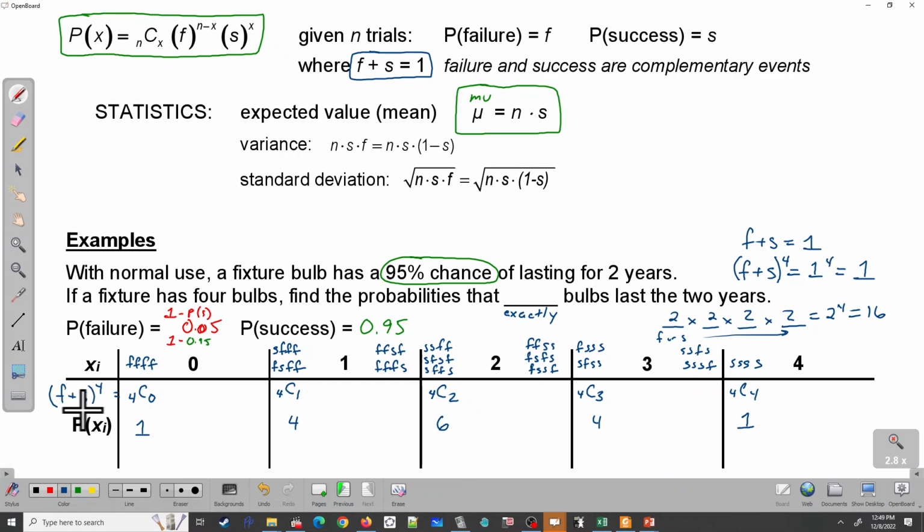And because f plus s raised to the 4th equals 1, when I'm done with all these probabilities, this better equal 1 so that I can truly say I've exhausted my whole sample space. That's why we do nCx up here. That's this part right there.